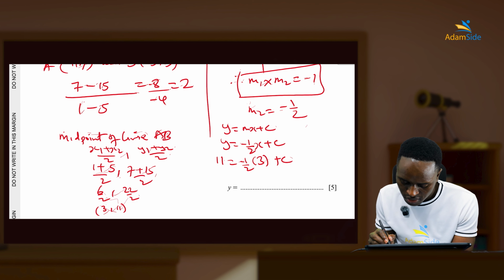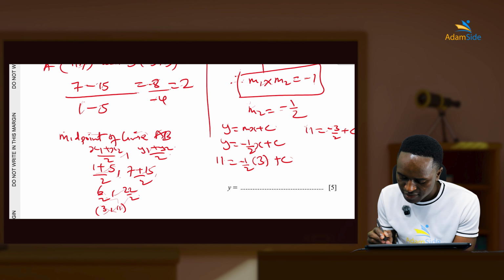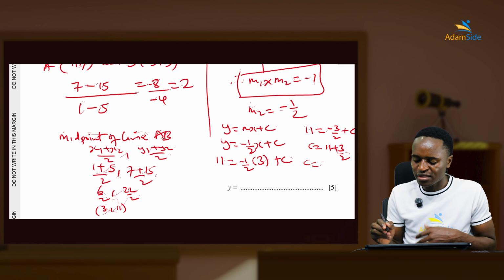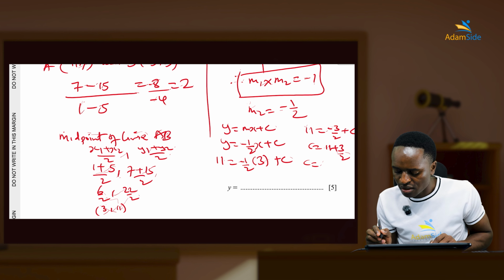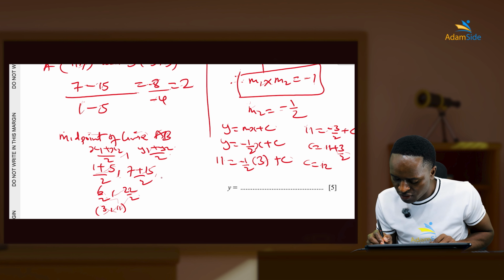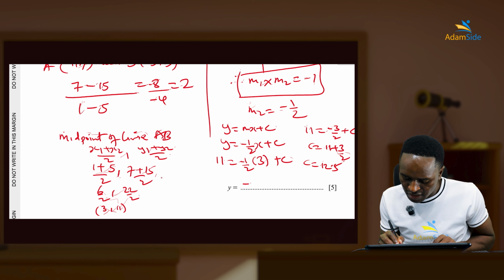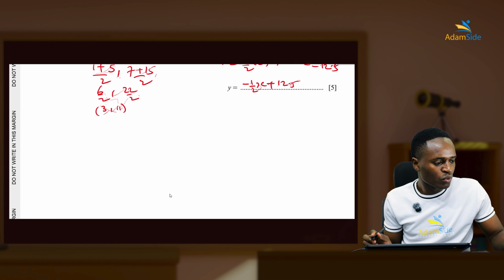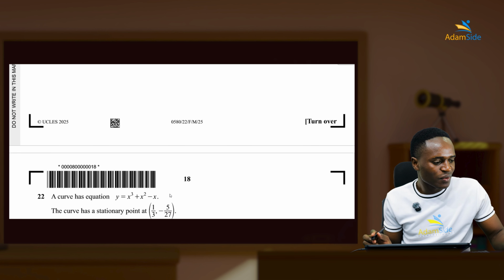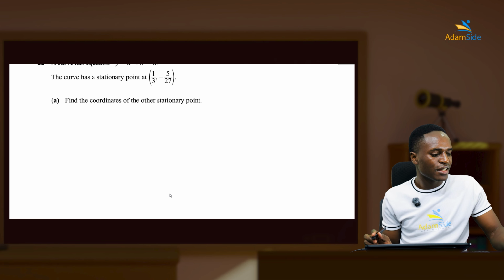So we solve it. We say 11 is equal to negative 3 over 2 plus c. Therefore, our c is 11 plus 3 over 2. What's 11 plus 3 over 2? 11 plus 1.5 is equal to 12.5. So our answer is y equals negative a half x plus 12.5.